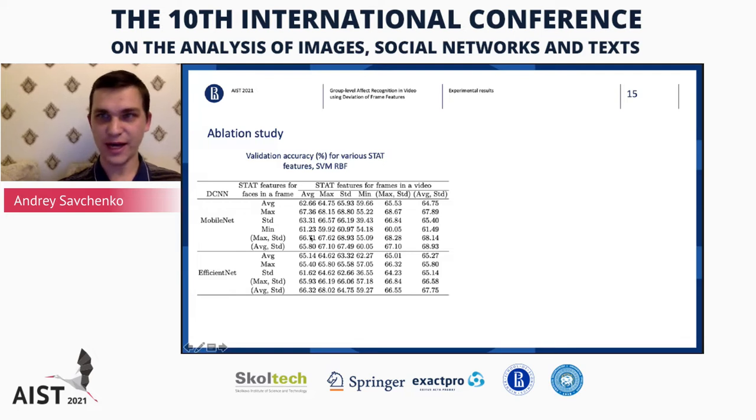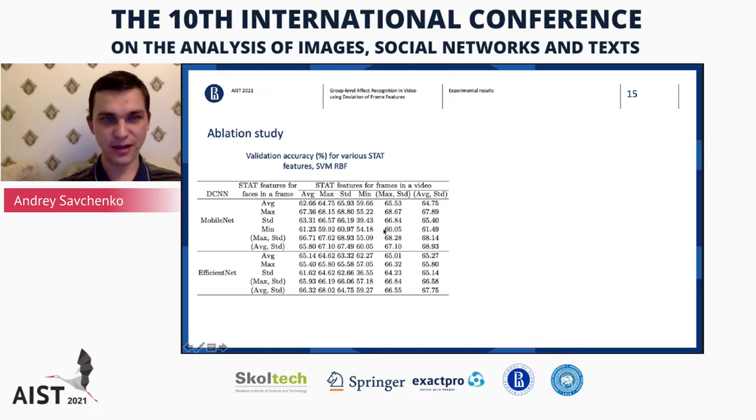Right now, after the preparation of this paper, we trained another neural network, EfficientNet B2. This is EfficientNet B0, and we trained EfficientNet B2, and we slightly increased the accuracy compared to MobileNet. But again, EfficientNet B2 is much more computationally expensive. So if we concentrate on performance, on the running time, then probably MobileNet is the best choice.